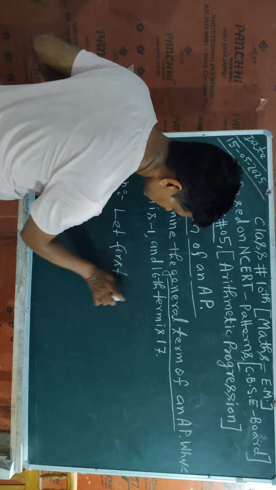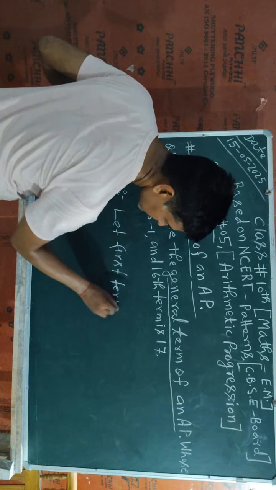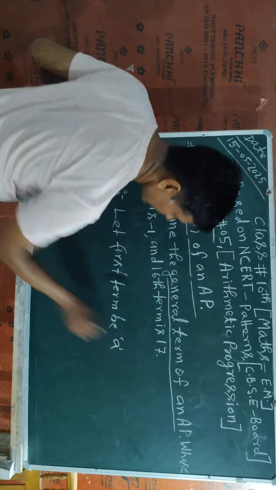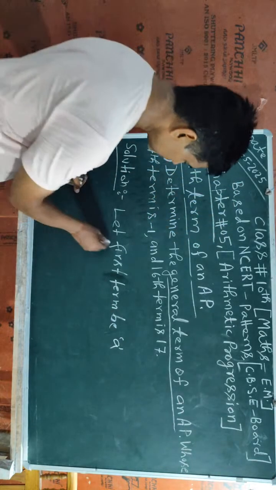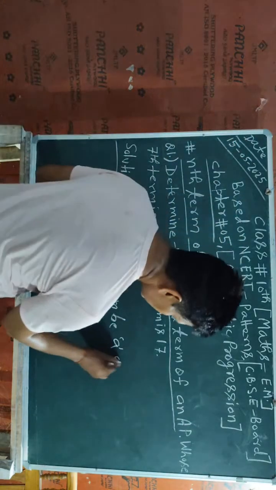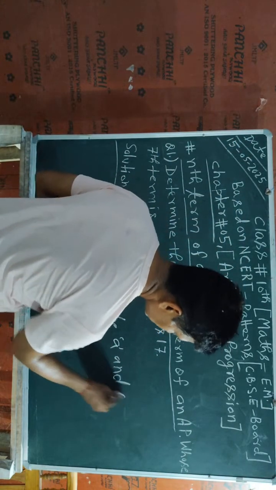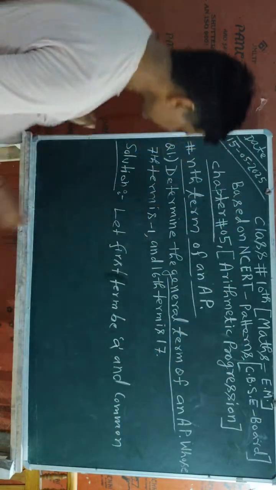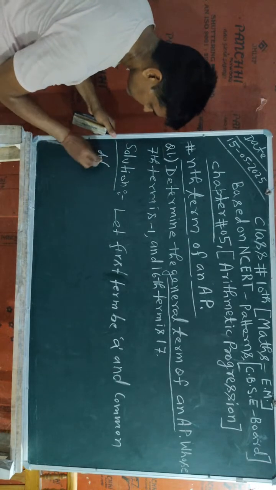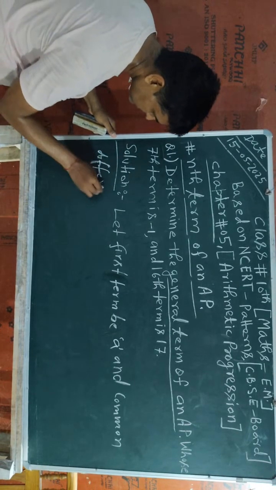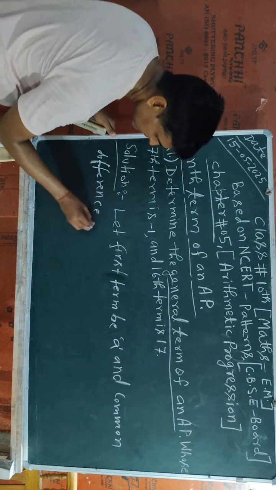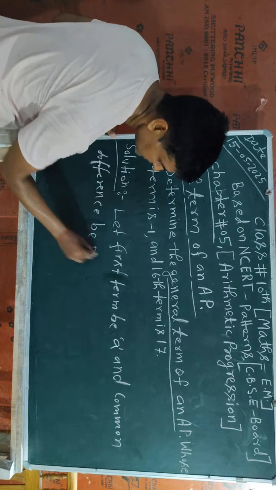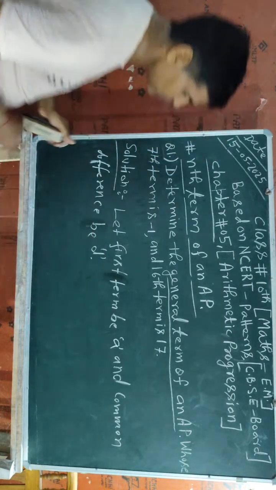let the first term be A. Here I am going to assume the first term be A and the common difference is D. Here I am writing the common difference D.